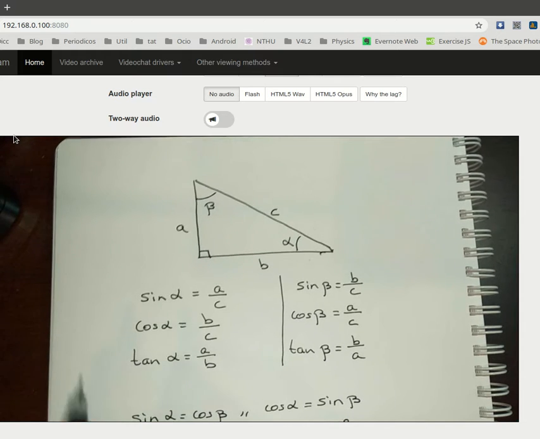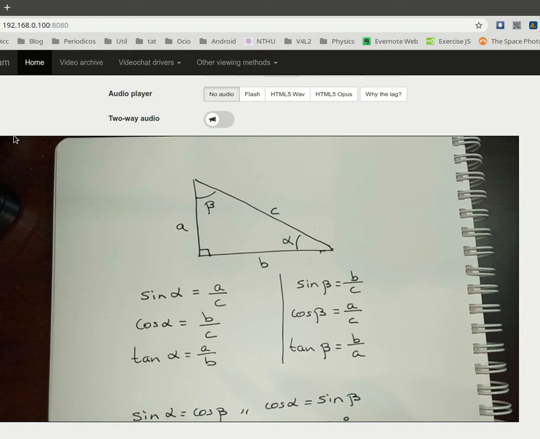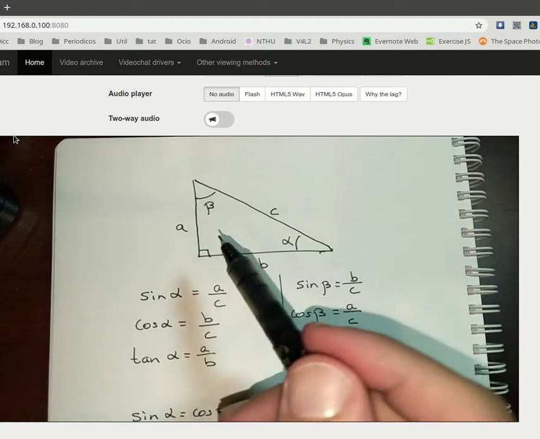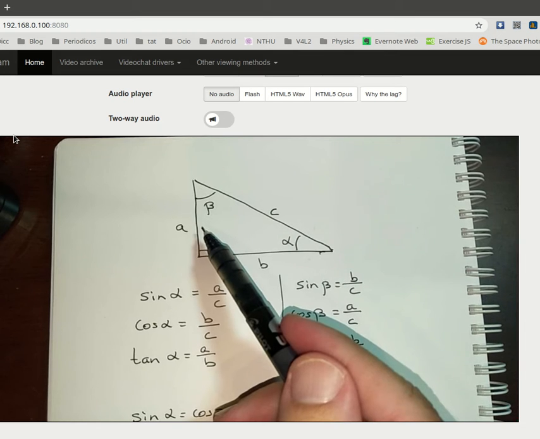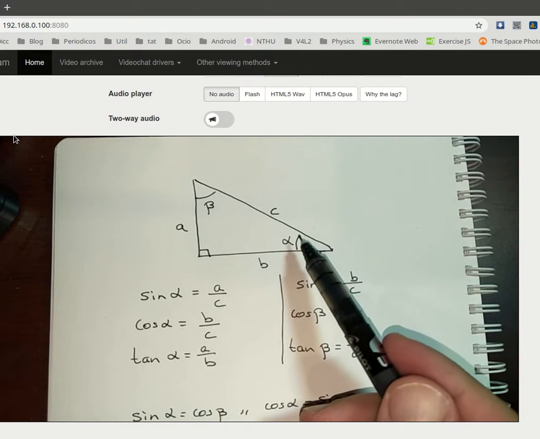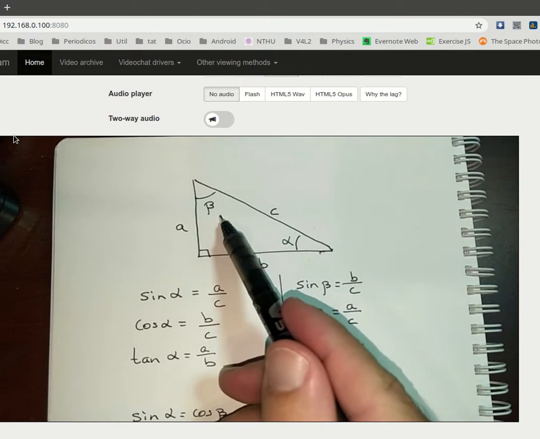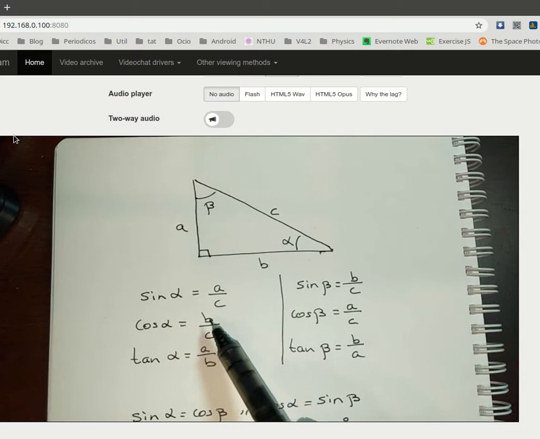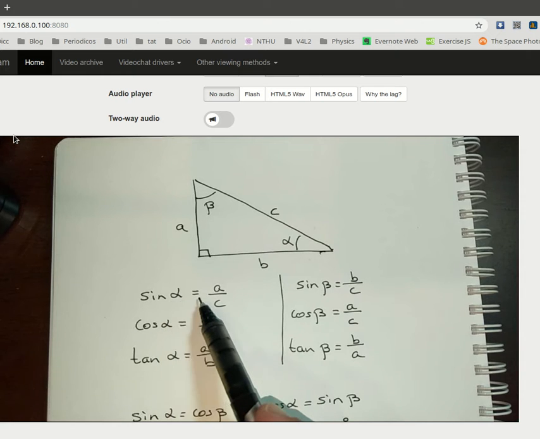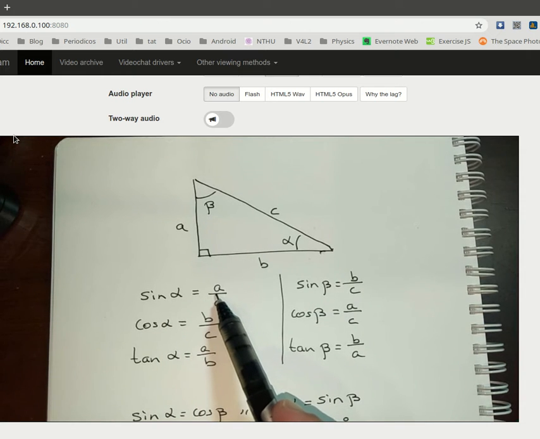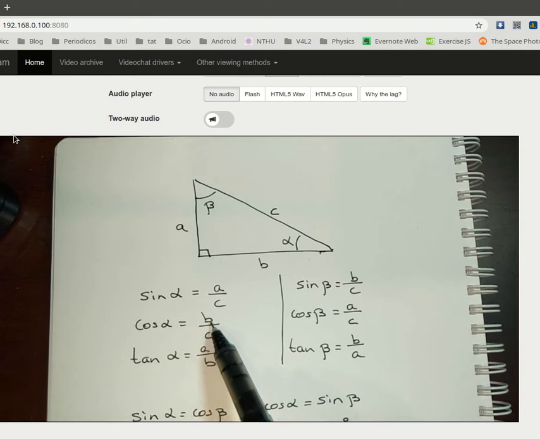Another important rule is about complementary angles. You have this right triangle with these two angles, alpha and beta. Here I'm applying what we already know: the sine of alpha is equal to a over c, the cosine of alpha equals b over c, and the tangent is a over b.